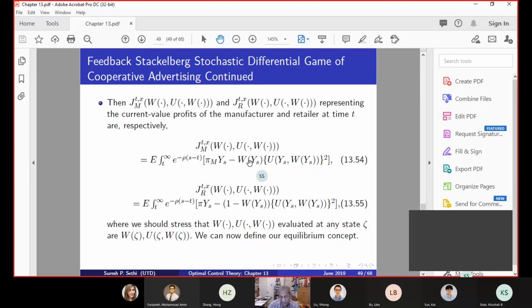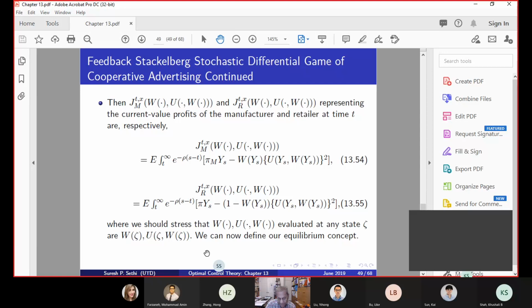u is behaving on y_s and w of y_s. So when y_s is known, we know u. u is a function of w of y_s, or that y_s. Not like this, it's this. So that is his. And this guy's objective function can also be defined similarly. It's now 1 minus w here. This is pi instead of pi_m. We should stress that the w and u are evaluated at any state c. That's the definition of this function if you evaluate it at that point c.